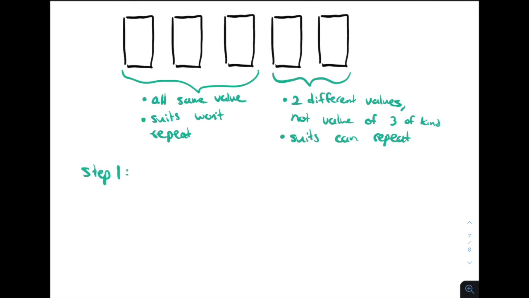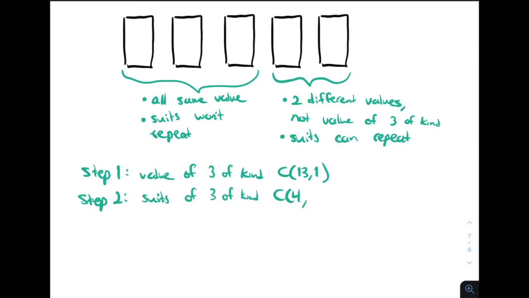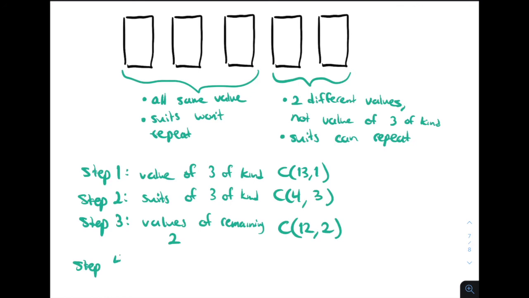So step 1, what's the value of our 3 of a kind? There are 13 values to choose from, and we're looking for 1, so 13 choose 1. Our step 2 will be the suits of our 3 of a kind. There are 4 to choose from, and we're looking for 3. Step 3 will be the values of the remaining 2 cards. So we'll have 12 choose 2, and our final step will be the suits of the remaining 2. And because this can repeat, it's 4 times 4.